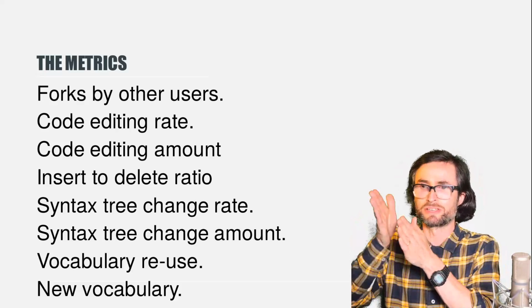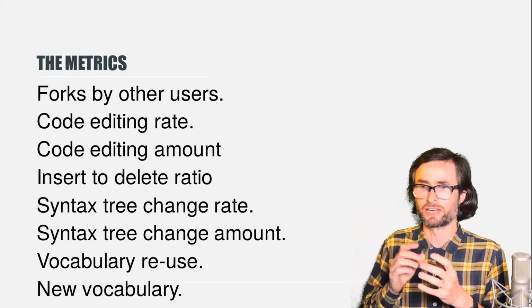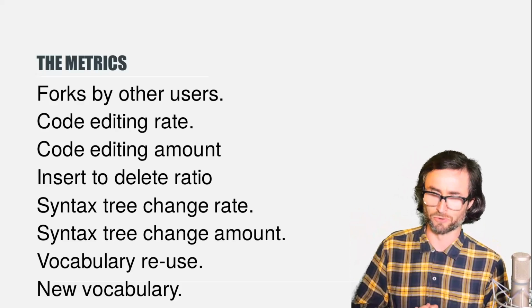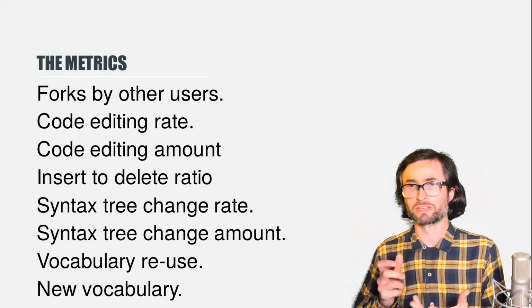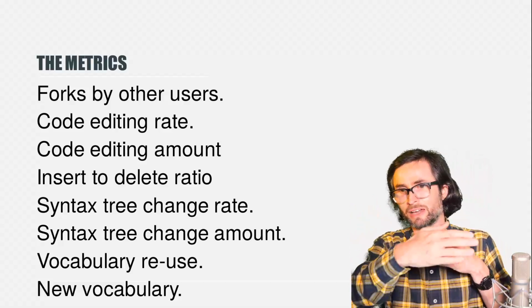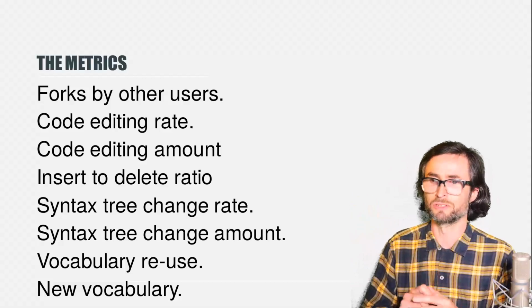So we do that by reconstructing snapshots of the program and comparing subsequent snapshots to find out how much the AST has changed using the Gumtree algorithm. Then there's the abstract syntax tree total change amount. So over the whole lifetime of the program, how much did it change? Okay, then finally we've got the vocabulary metrics. So we've got vocabulary reuse and new vocabulary.